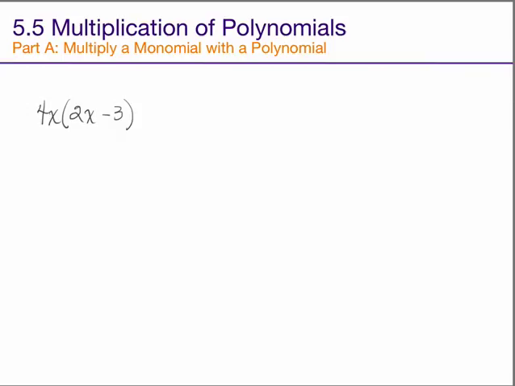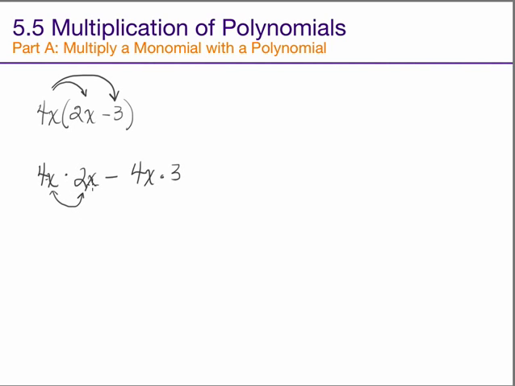Your textbook only has one example for Part A, multiplying monomials with polynomials. So I'm going to do a couple of examples from the even questions in the exercise set. This is question number 2. Multiply 4x times 2x minus 3. Just using distribution, this gives me 4x times 2x minus 4x times 3. Using the commutative property, I could rewrite this, but remember we don't have to.